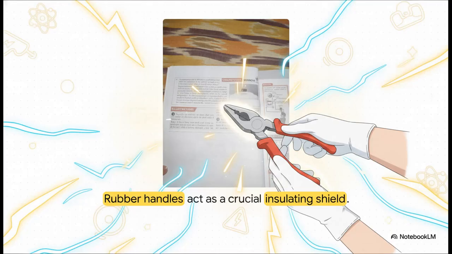These materials work side by side every day to keep us safe. Think about a pair of electrician's pliers. The jaws are solid metal, obviously, to cut and grip live wires, but the handles are covered in thick rubber. Why? Because the human body is actually a fantastic conductor of electricity. Without that rubber insulating shield, the electricity would use the electrician's body as the absolute fastest path to the ground.